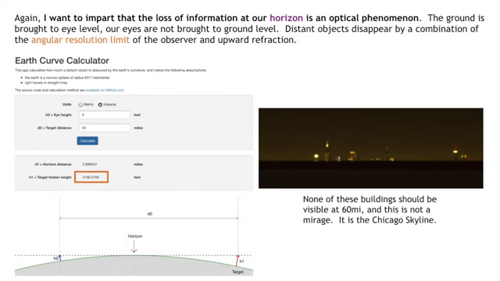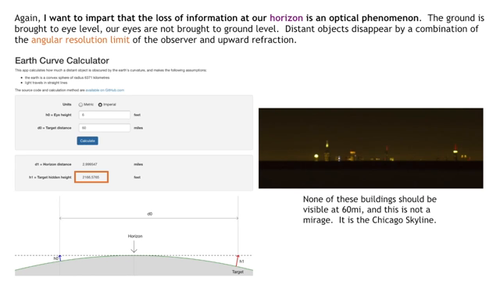Again, I want to impart that the loss of information at our horizon is an optical phenomenon. The ground is brought to eye level. Our eyes are not brought to ground level. Distant objects disappear by a combination of the angular resolution limit of the observer and upward refraction. So again, I'm just showing the Earth curve calculator that must be enacted in order to make these buildings appear.